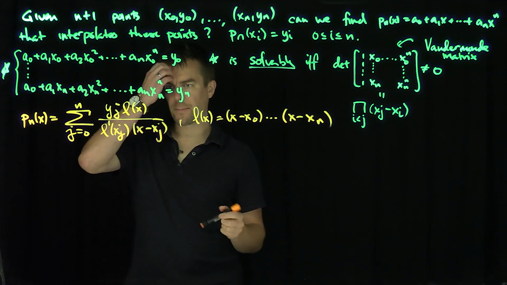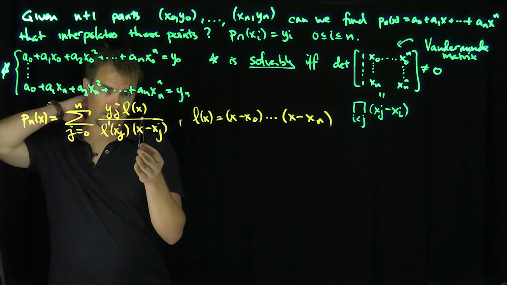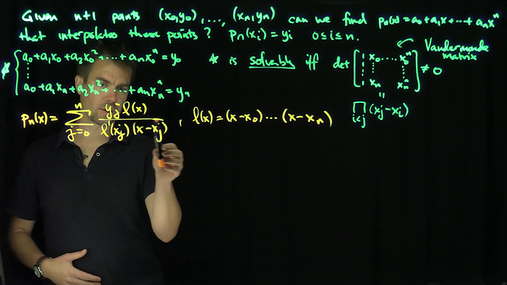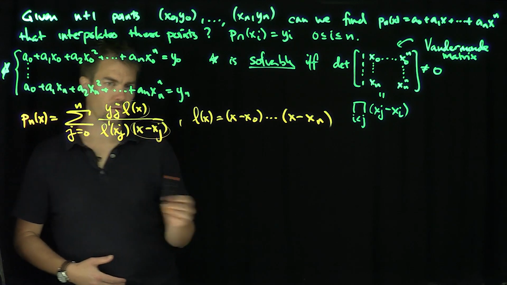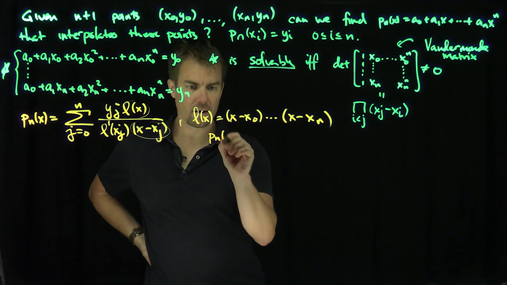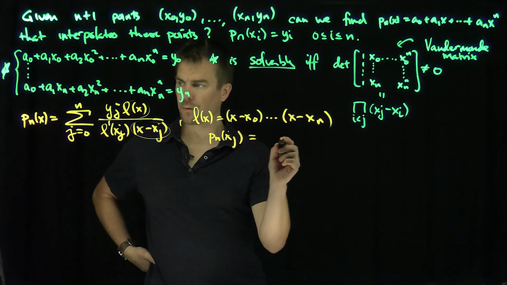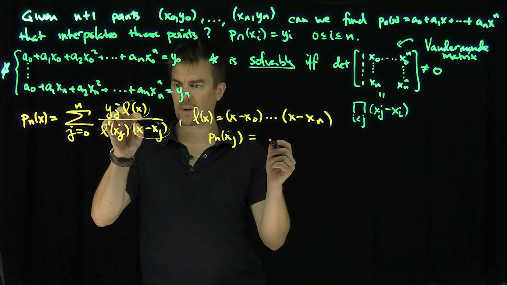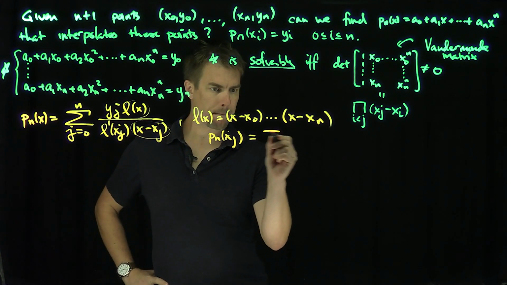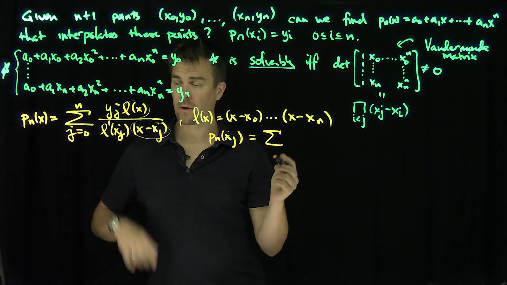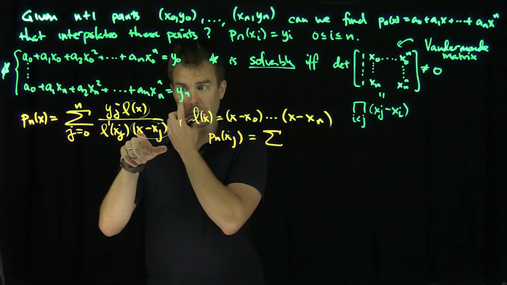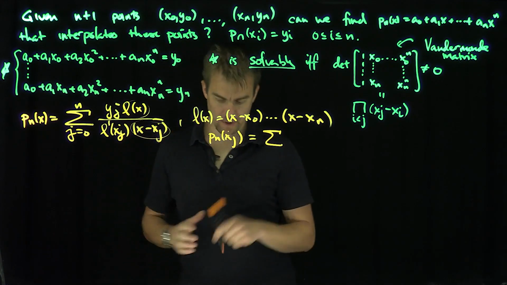And of course, you might say, what happens when we plug xj into this formula? Well, there we have a 0 in the denominator, so I'll have to use L'Hopital's rule. If we plug xj into this polynomial, Pn(xj) is just the limit as x goes to xj of that sum. So if I plug xj into this expression, what term is going to survive?